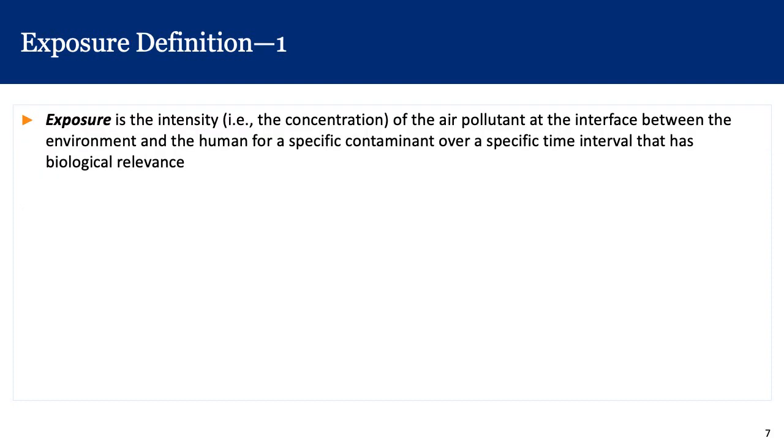Now we'll get into a formal definition of what we mean when we use the word exposure. So I'm going to just read it out first. Exposure is the intensity, and in our context, in airborne exposures or any other kind of exposure in the workplace, we are talking about the concentration of a particular contaminant. And in this case, we are looking at air contaminants. So it's the concentration of the air pollutant at the interface between the environment and the human being. And in this case, since we are looking at the air pollutants, the interface is really the human lung.